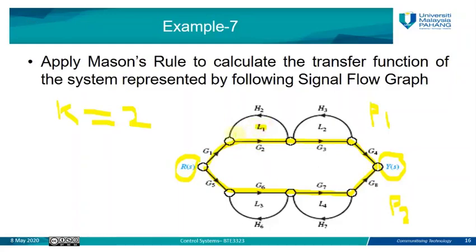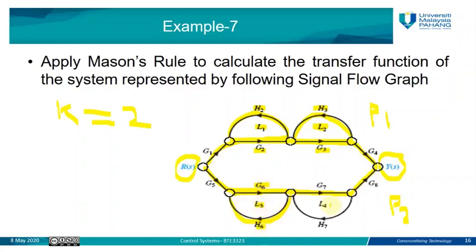We have L1, start from this point and back to the same point. So this is loop number 1, and its gain is equal to G2 times H2. Then the second loop, L2, starts from this node, goes forward, backward to the same node. So its gain is equal to G3 times H3. The third loop starts from this node, goes forward one, backward to the same node. So its gain is equal to G6 times H6. This is loop number 3.